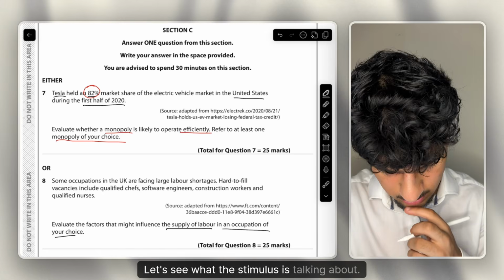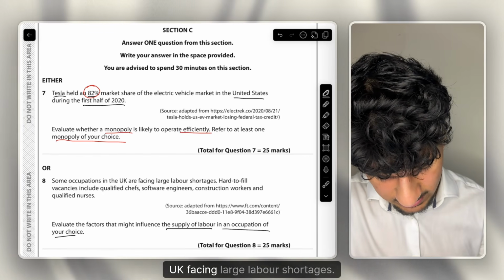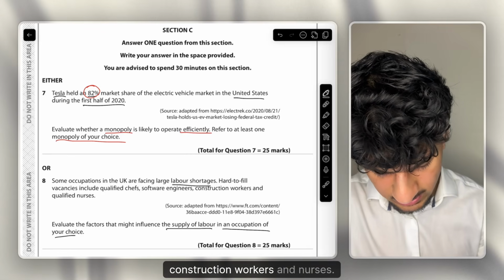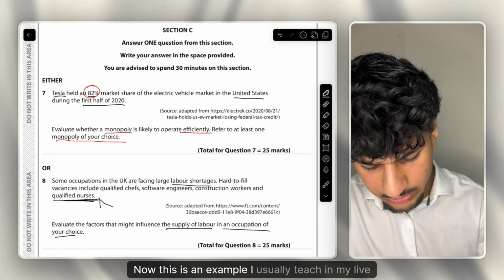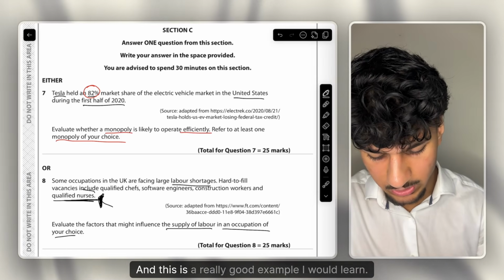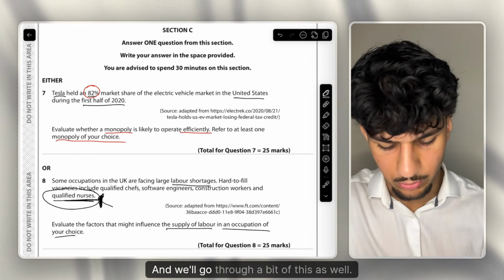Let's see what the stimulus is talking about. UK facing large labour shortages, hard to fill vacancies like software engineers, construction workers and nurses. Now this is an example I usually teach in my live classes since there's so much depth in it with regards to labour markets, and this is a really good example that I would learn, and we'll go through a bit of this as well.